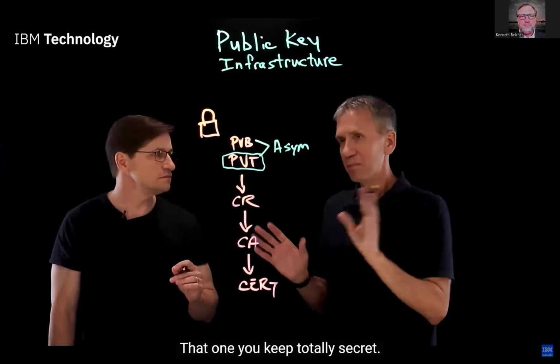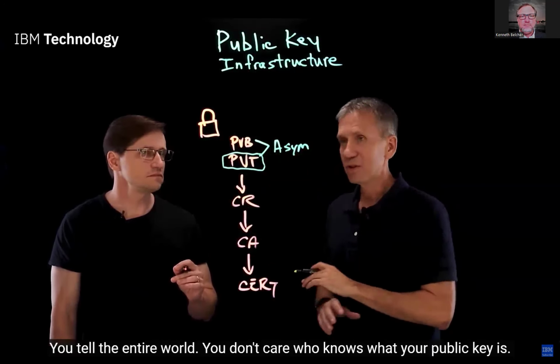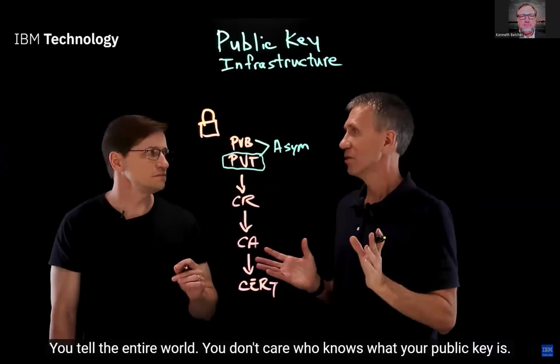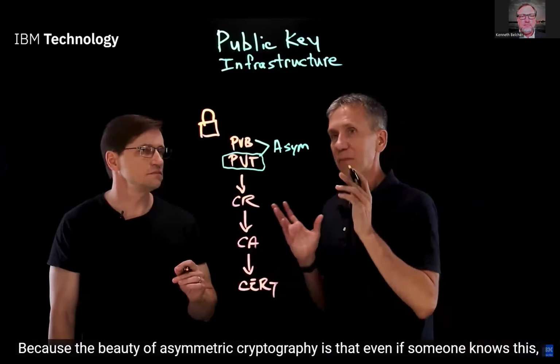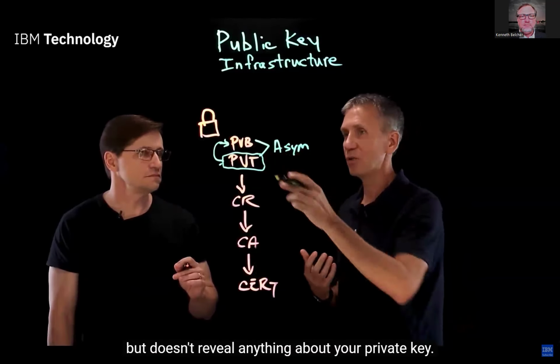That one you keep totally secret. The public key is just the opposite. You tell the entire world. You don't care who knows what your public key is, because the beauty of asymmetric cryptography is that even if someone knows this, they have no way to practically reverse engineer it to get to that. So giving that public key information out basically tells the world how they can communicate with you, but doesn't reveal anything about your private key.